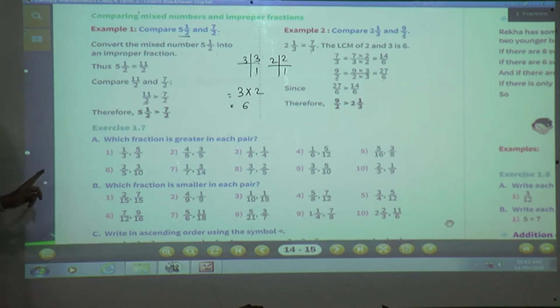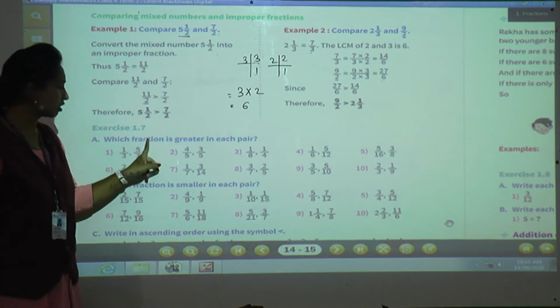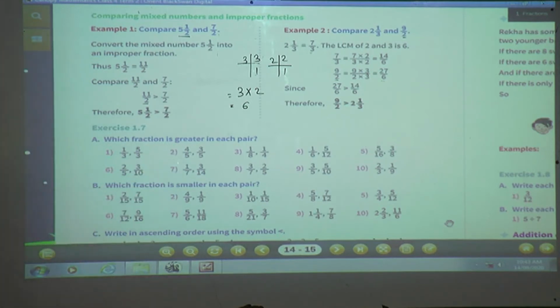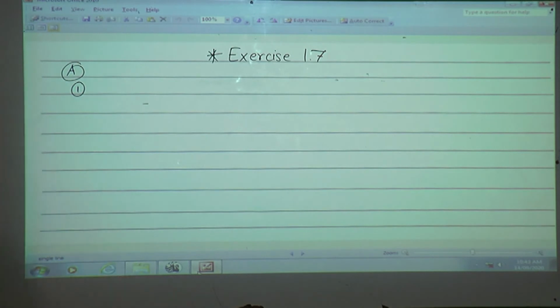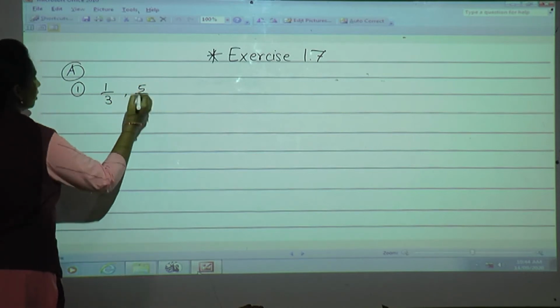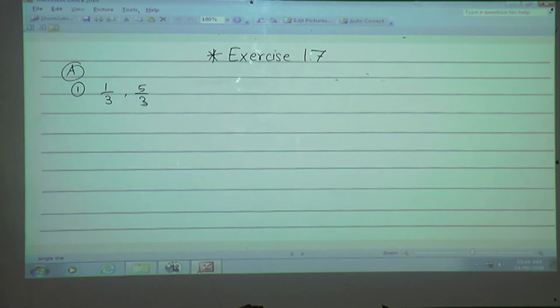What is the question? Which fraction is greater in each pair? Okay, we need to compare. Now we will solve one by one. The first one, 1 upon 3, comma 5 upon 3. See, now see the numbers, 1 upon 3 and 5 upon 3, isn't it?